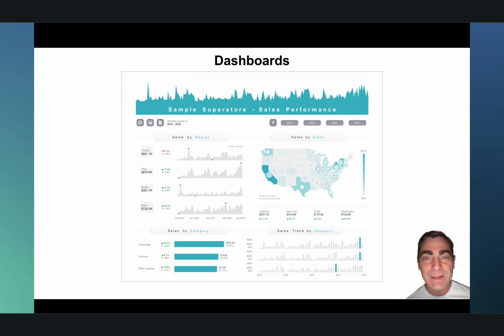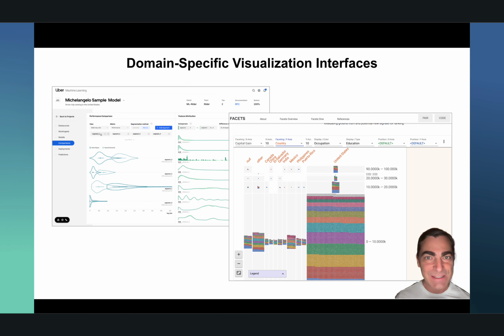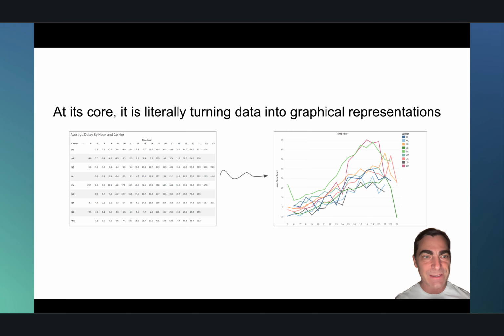Or in many companies, we have dashboards that help people make decisions or monitor certain situations. And we also have things like libraries or tools that help people develop data visualizations. And we also have domain-specific visualization interfaces that solve very specific problems. And we also have a lot of art and design. So visualization can also be used to express things in artistic ways and to provoke emotions, for instance.